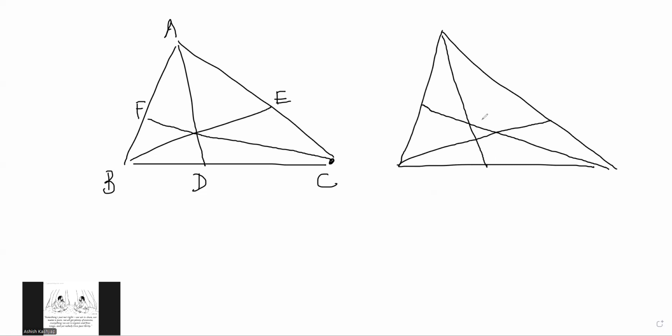In that case, they are not concurrent. In that case, you will not get that condition. I hope everyone understands what I'm saying. Yes, sir. So this gives us an alternative way to prove that, let's say, angle bisectors are concurrent.